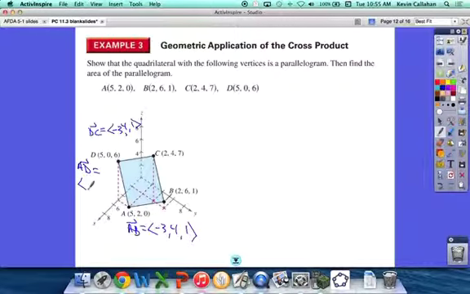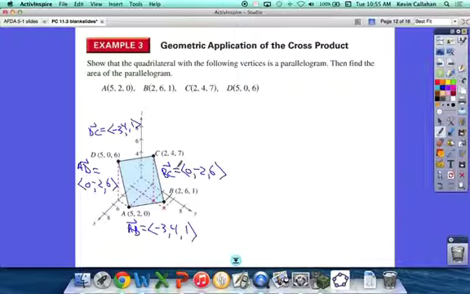So subtract. 5 minus 5, 0. 0 minus 2, 6 minus 0, 6. Okay, do the same thing on the other side. BC. 2 minus 2, 0. 4 minus 6, 7 minus 1. So they're not only scalar multiples, they're equal to each other. So yeah, these are parallel sides, so this is the parallelogram.